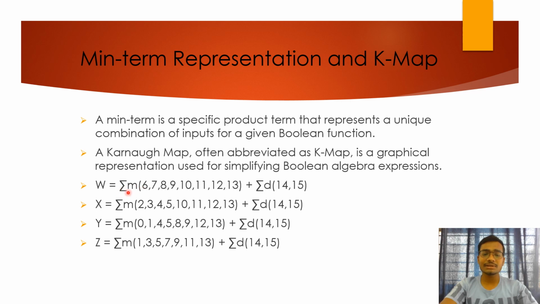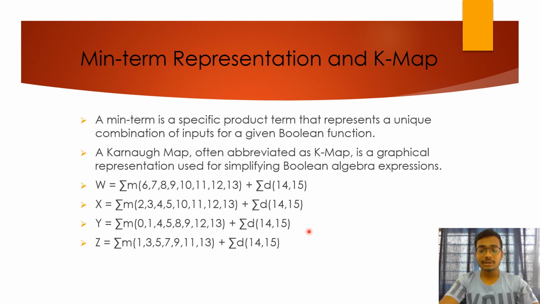This sigma represents that this is the min-term combination. Min-term refers to sum of products, where each of these terms is written in the form of a product, and all those product terms are summed up together. In a similar way, we have X as sigma M of 2, 3, 4, 5, 10, 11, 12, 13 plus the don't care condition for 14 and 15 positions. Then Y is sigma of min terms 0, 1, 4, 5, 8, 9, 12, 13 and the don't care conditions for 14 and 15. Then Z is sigma M of 1, 3, 5, 7, 9, 11, 13 and similarly don't care conditions for 14 and 15, for all four equations.